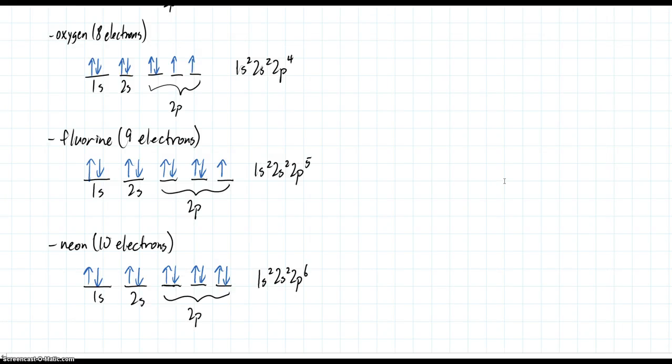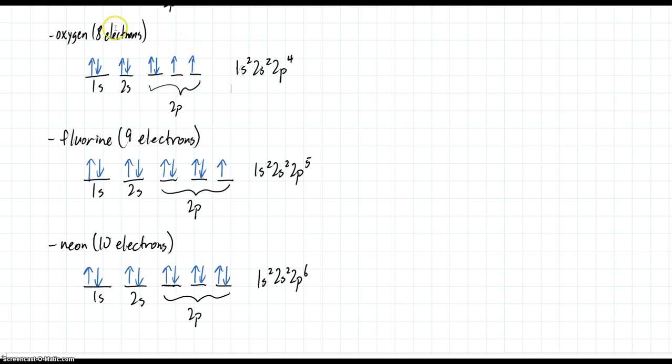Hello everyone. In this video I'm going to go over a few more examples of drawing both orbital diagrams and writing out the longhand electron configuration. I'm also going to introduce the noble gas or shorthand notation for electron configurations.